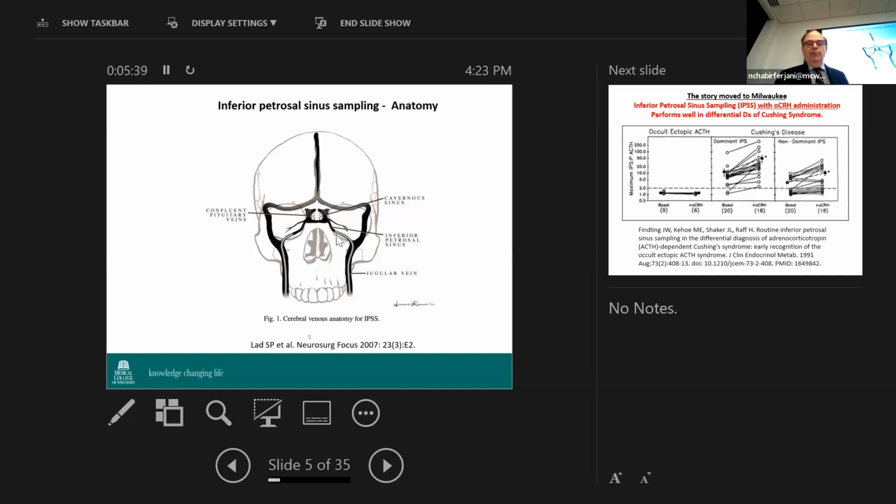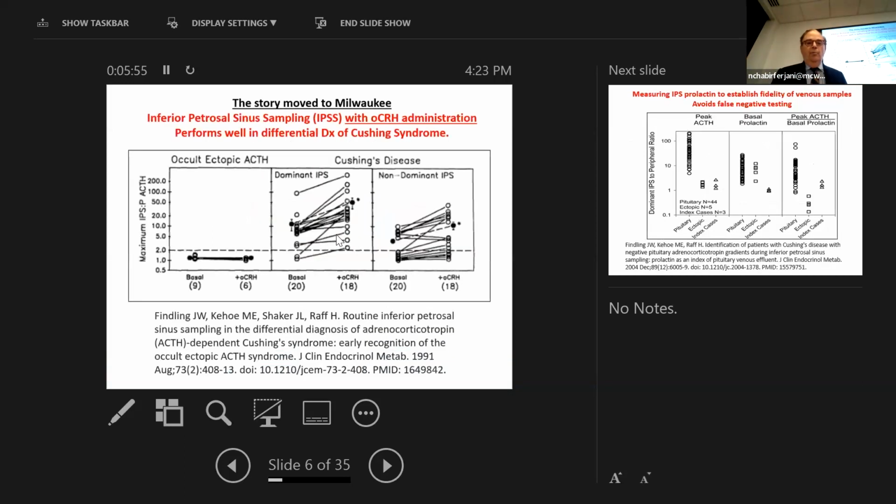And that's when we found that the inferior petrosal sinus, in contrast, was a successful test for the differential diagnosis of ACTH-dependent Cushing's, and clearly differentiated pituitary from ectopic Cushing's. So then the story sort of moved to Milwaukee, and we set this procedure up, and by sometime in the 1980s, Hershel can remember, obviously CRH was discovered, and the NIH kindly gave us some ovine CRH, and we had an IND with the NIH to study this.